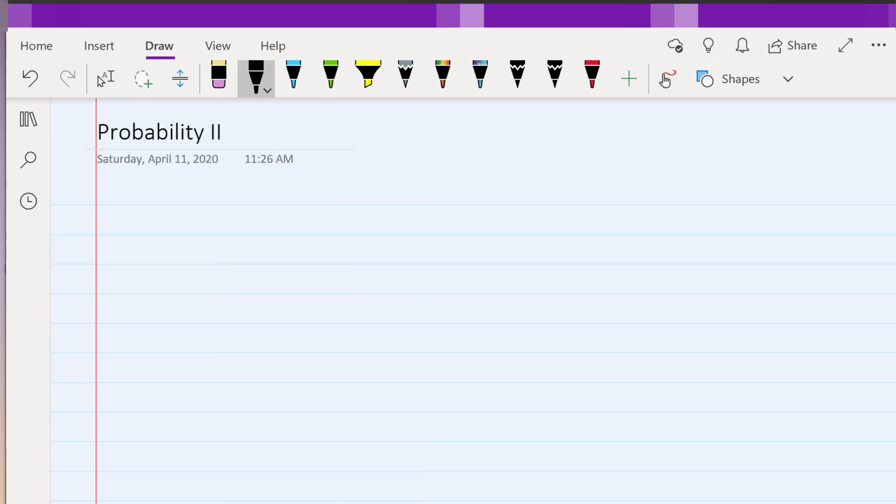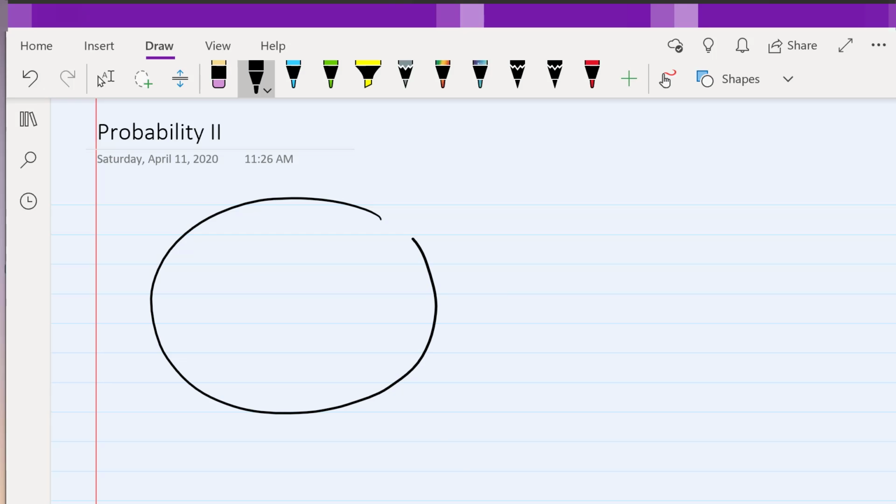Suppose I had a bowl, and in that bowl I had 1 red chip, 2 blue chips, a yellow chip, and 1 green chip. And the question was, if I chose 1 chip at random, what would be the probability that I chose a blue chip?